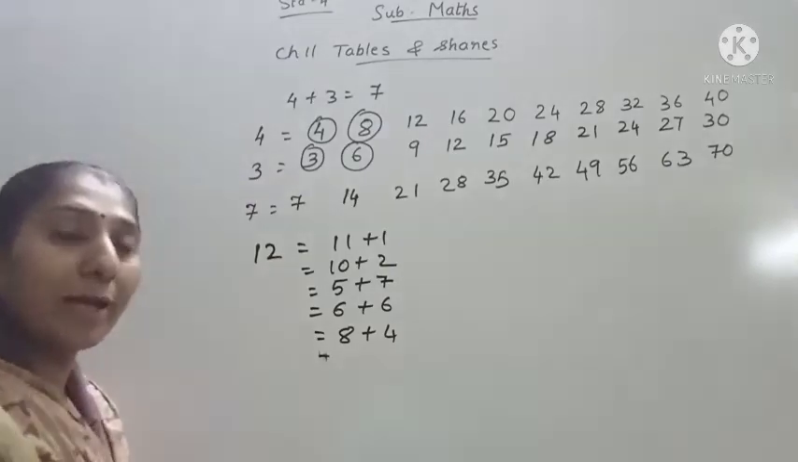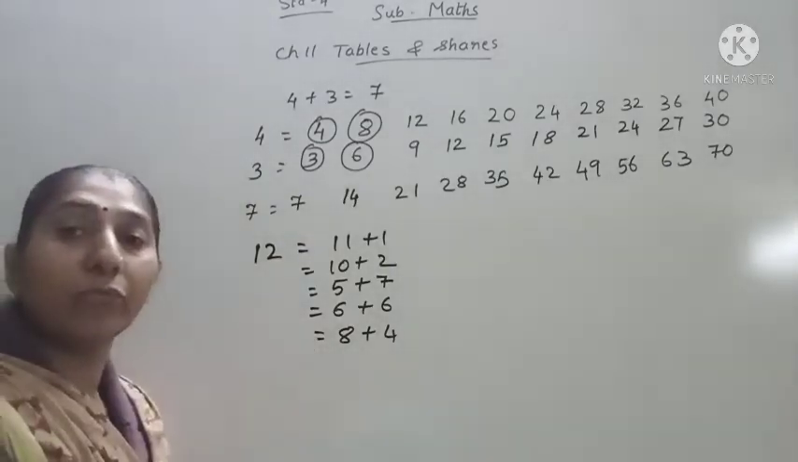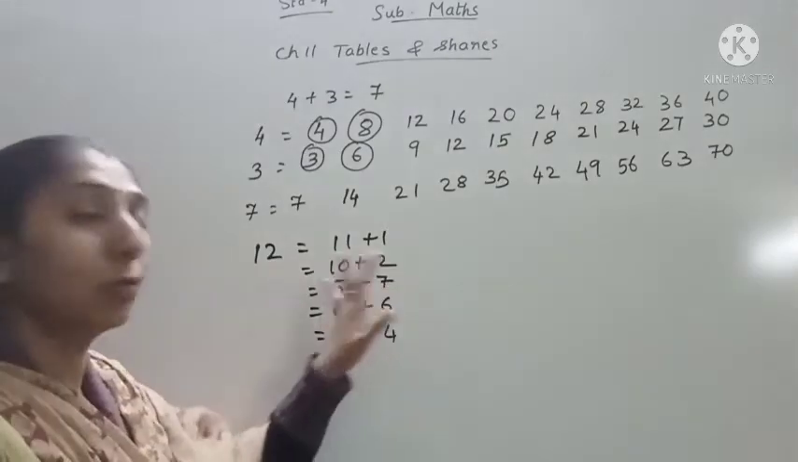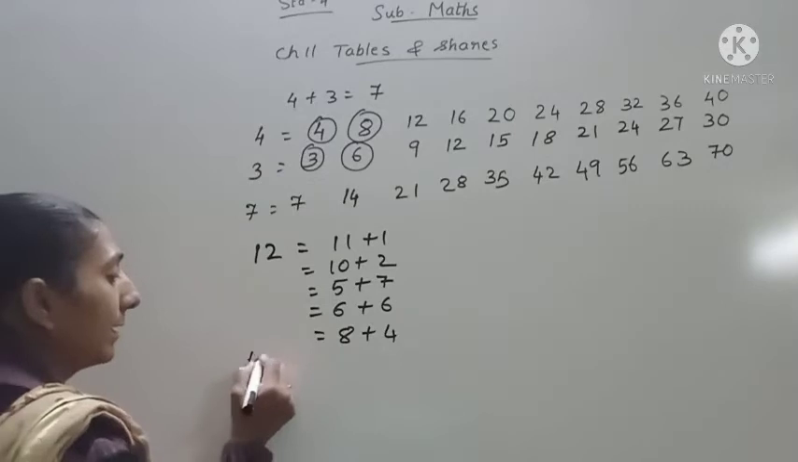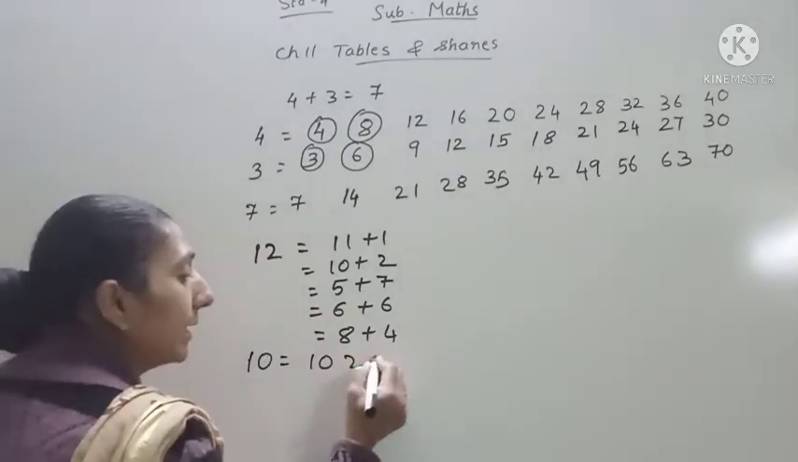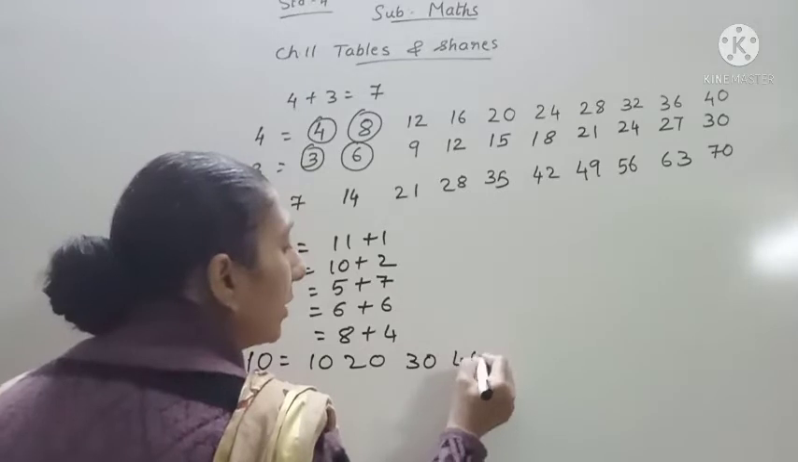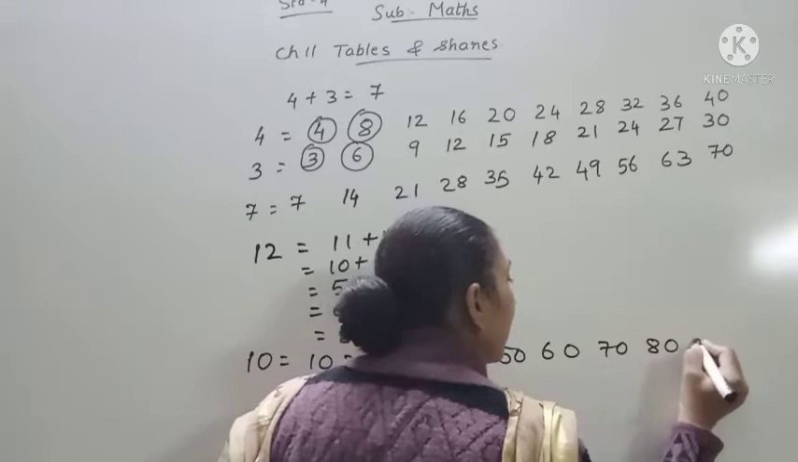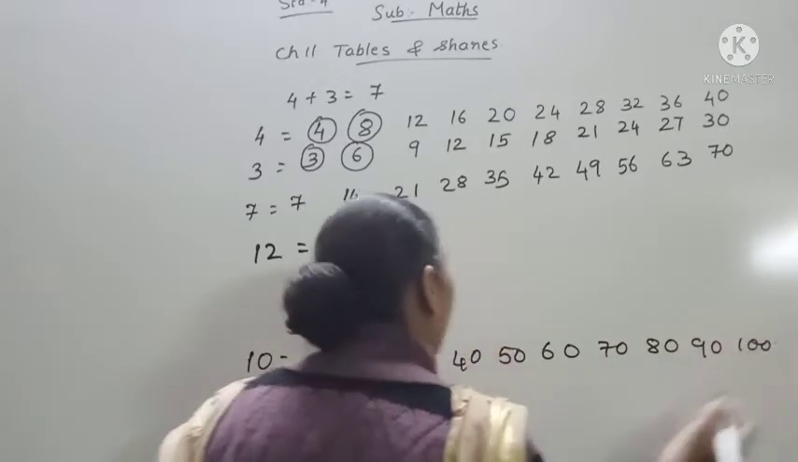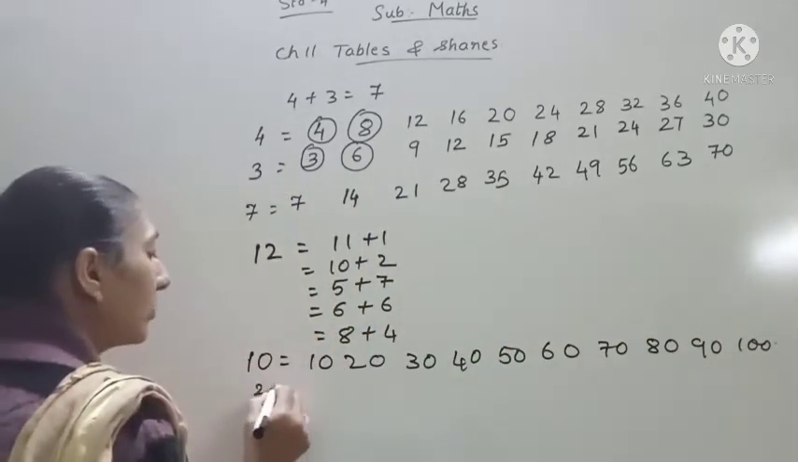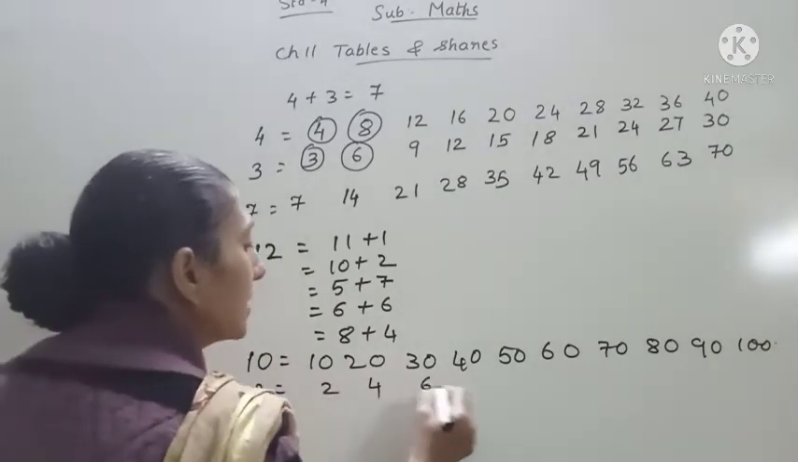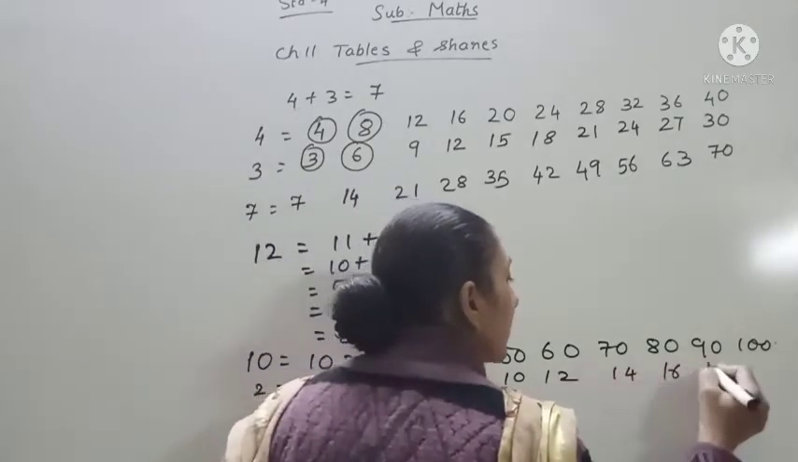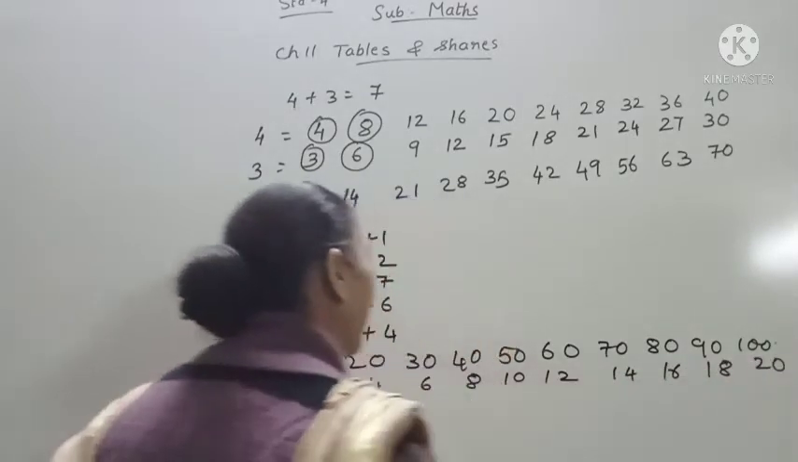So these are the different ways in which we can make the table of 12. Now for example, if we take 10 and 2. Table of 10 is equal to 10, 20, 30, 40, 50, 60, 70, 80, 90 and 100. And table of 2 is equal to 2, 4, 6, 8, 10, 12, 14, 16, 18, 20.